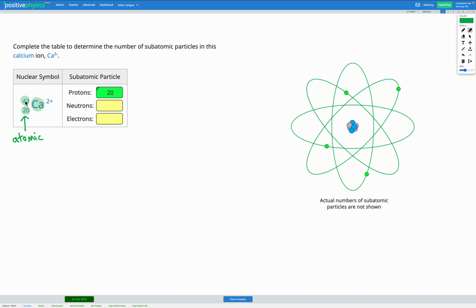The number in the top left is our mass number. The mass number tells us the number of protons and neutrons added together. So the number of protons plus the number of neutrons is our mass number. We know the number of protons is 20 because that's our atomic number. Plus the number of neutrons will give our mass number, which in this question is 43. So that means our number of neutrons must be 23. I did 43 minus 20 to get my number of neutrons. So there's my number of neutrons.